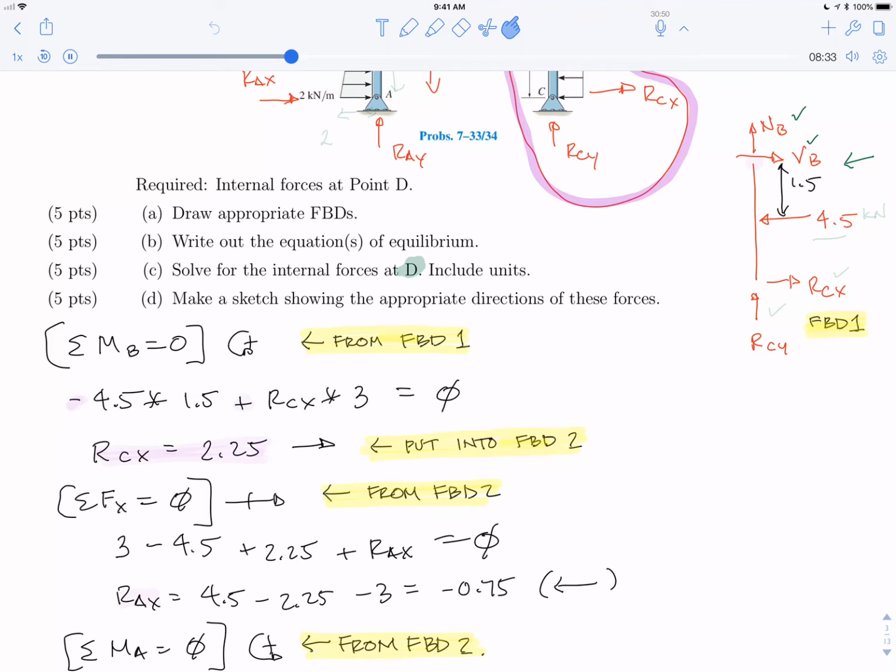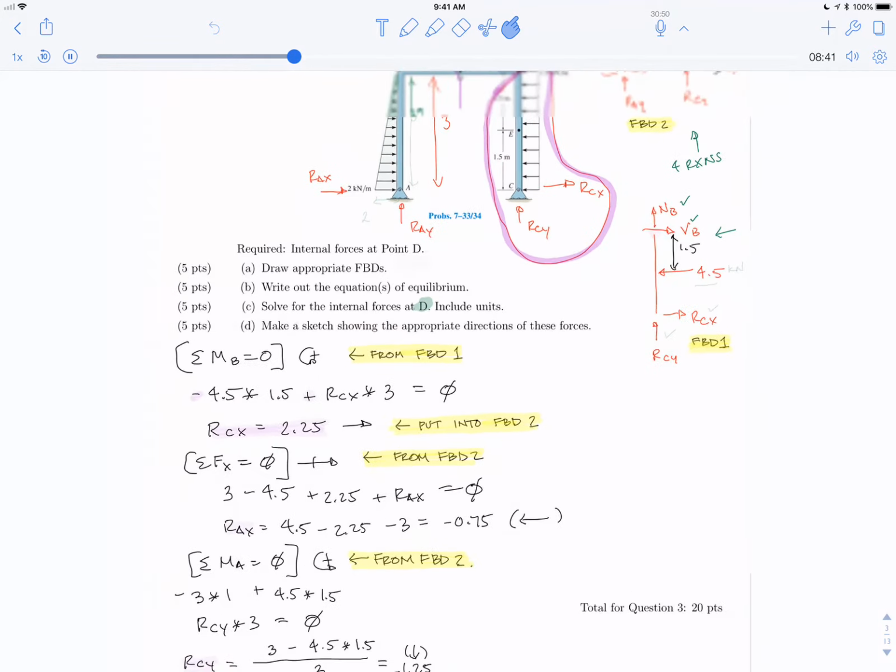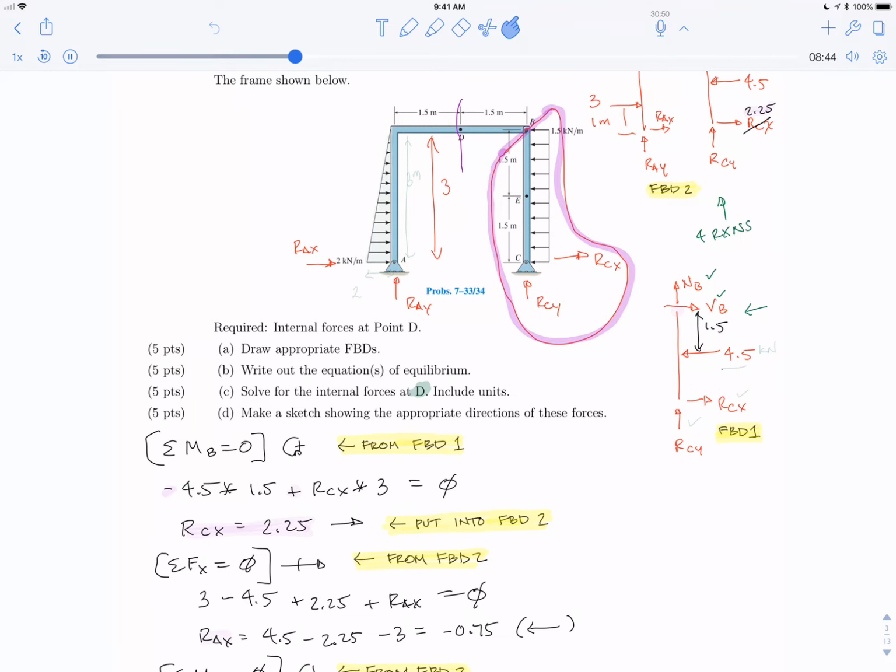There was that distributed load. I took the area. The area of that rectangle is 1.5 height, 3 width. So that came out to 4.5 kilonewtons. And the unknown reactions at C. What you do, you want to find a reaction. You don't want to find the shear or the moment. So what you do is you take moments about the point you slice through.